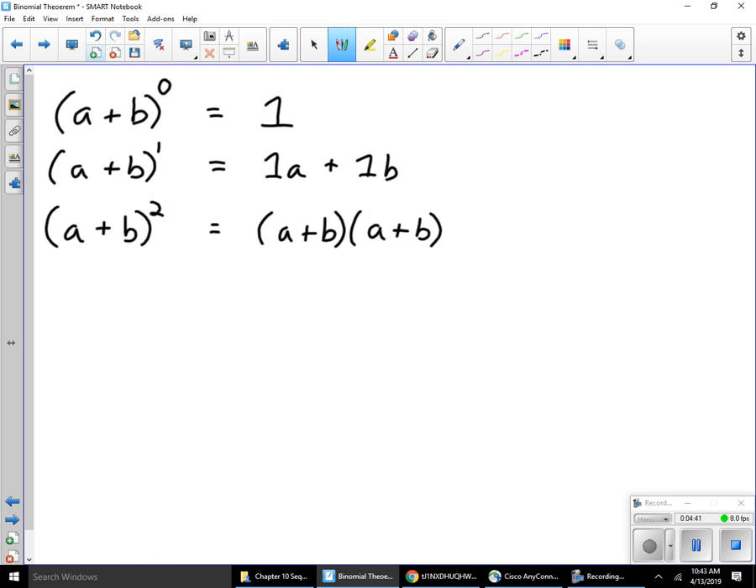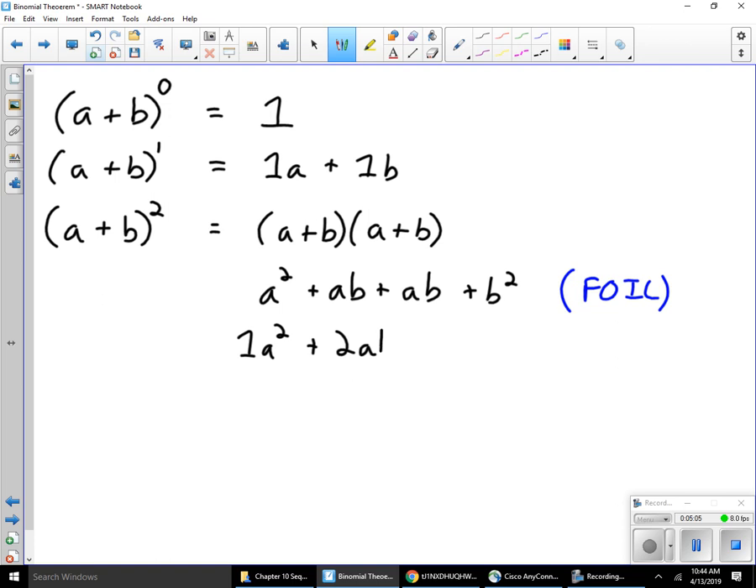A times A is A squared. A times B is BA, or AB if you want to keep things consistent. You've got your inside terms, B times A, it's another AB. And last but not least, B times B is B squared. Again, we got that through FOIL. Combining some like terms and adding in those coefficients will give you 1 a squared, 2 of those ab's, and 1 of those b squareds.